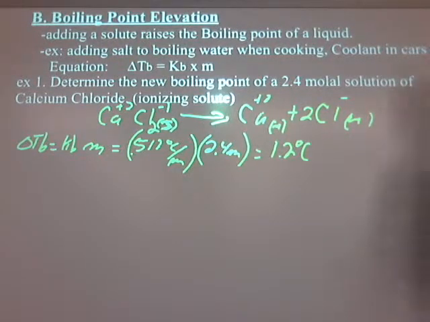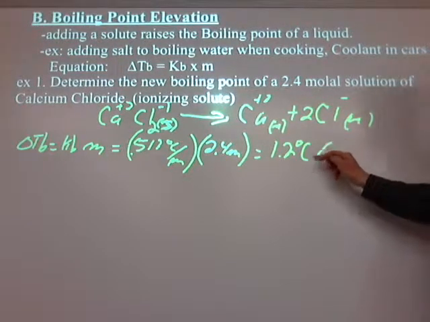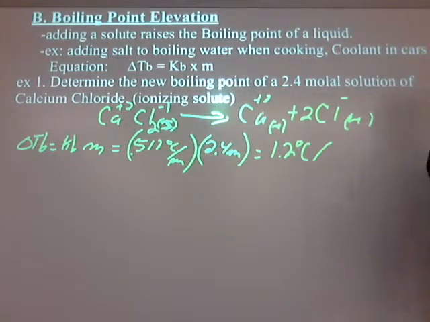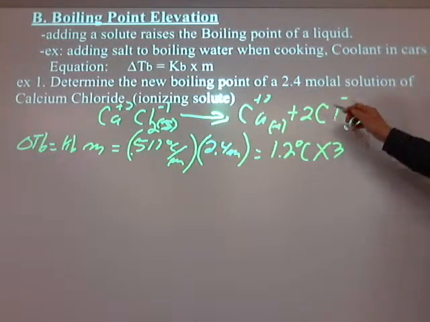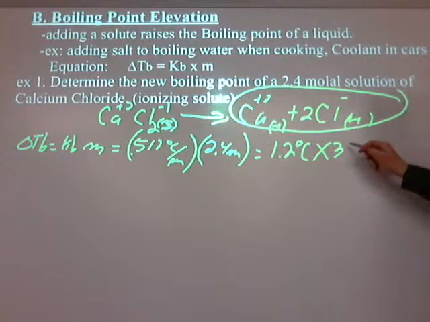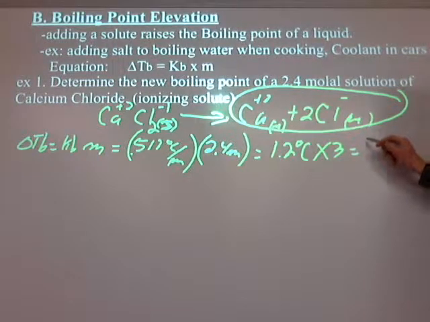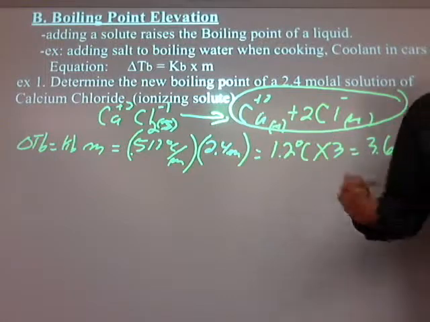I'm going to phone a friend. Final answer? Negative. No, it is not negative. That's a really bad answer. I have to multiply him by 3 because it breaks up into 3 particles, which gives me 3.6, and it's still not my answer. And why is it not negative 3.6, Jared? Because that would make sense. What would make sense?